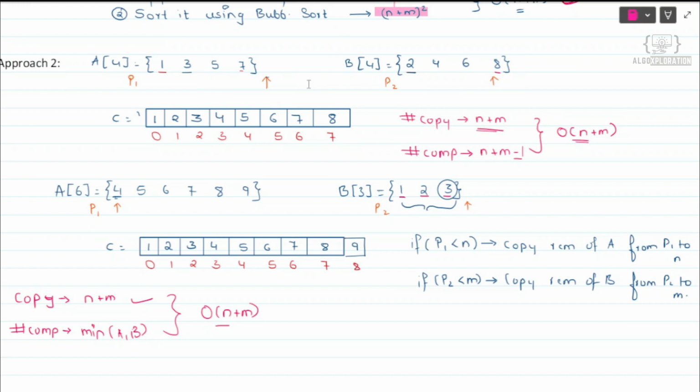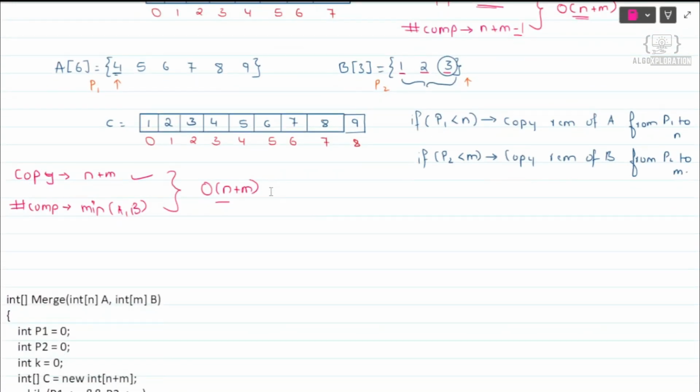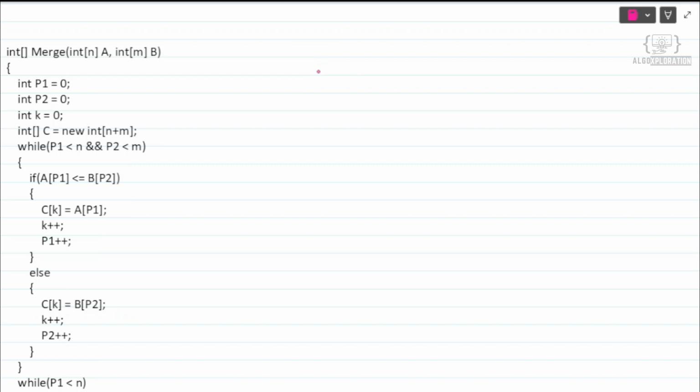Now let's see the pseudocode for this merge algorithm. Now this is actually a pseudocode, not an actual code. I have named the function as merge, in which two arrays are being passed, array A and array B of size n and m. Now we will initialize P1 as 0 and P2 as 0 and K as 0 for the array C.